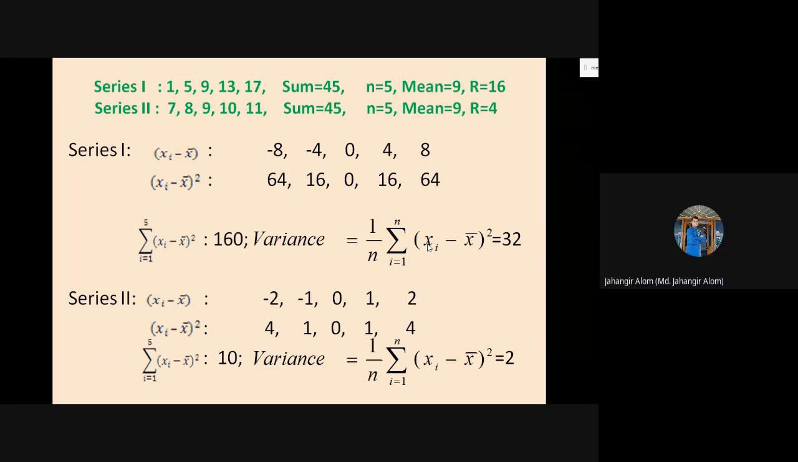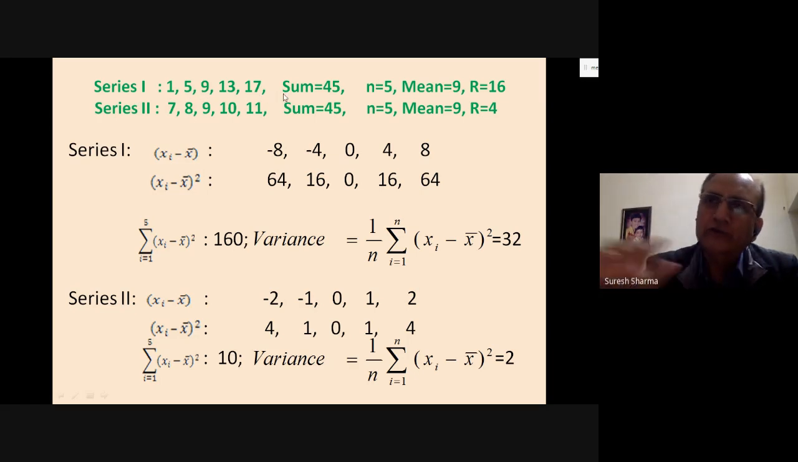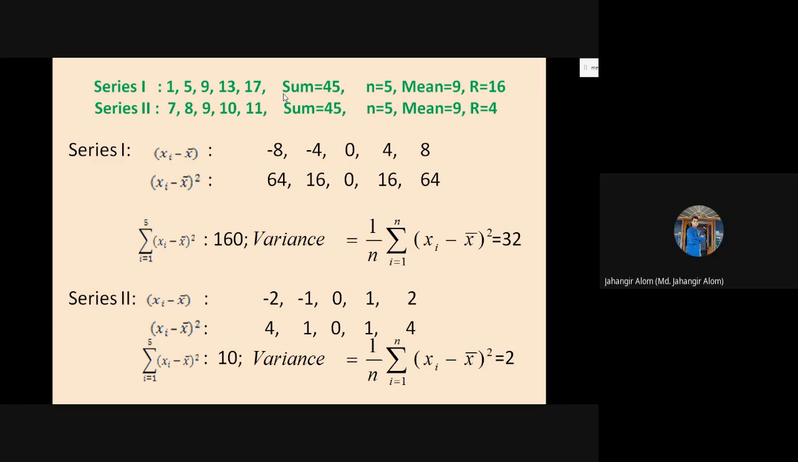Let me give you why this is considered to be the best formula. Suppose all the values are 5, 5, 5, 5, 5. If all the values are 5, can you tell me what will be the mean? Yes, 5.